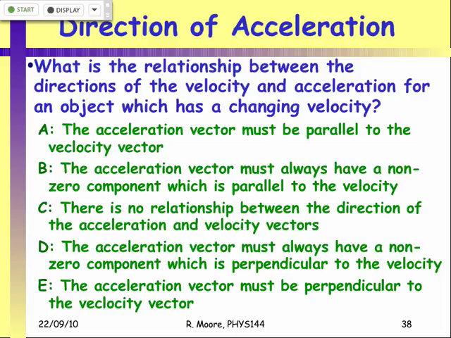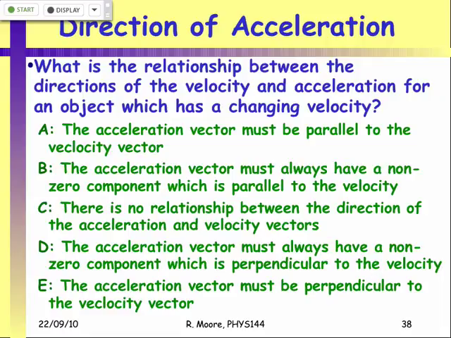So we now have to ask ourselves, what is the relationship between the directions of the velocity and the acceleration? If we've got an object with a changing velocity, it means it's got an acceleration vector. So what is the relationship between them? You've got 5 options here. The acceleration vector must be parallel to the velocity vector. The acceleration vector must always have a non-zero component which is parallel to the velocity.